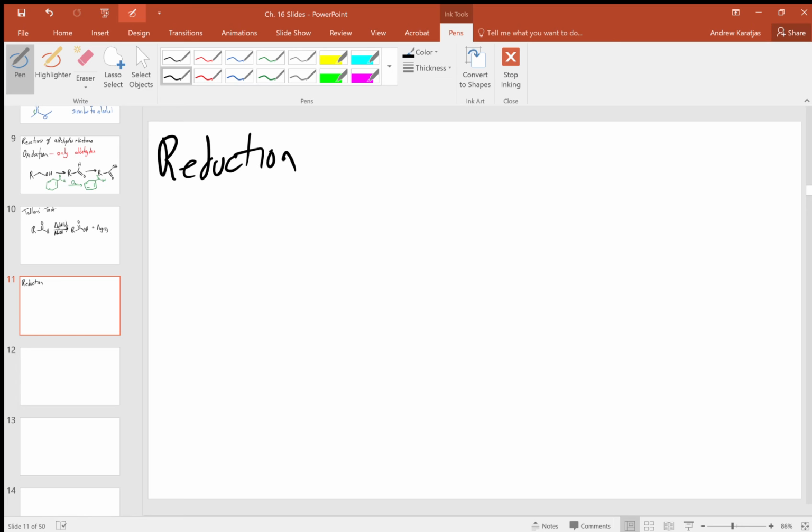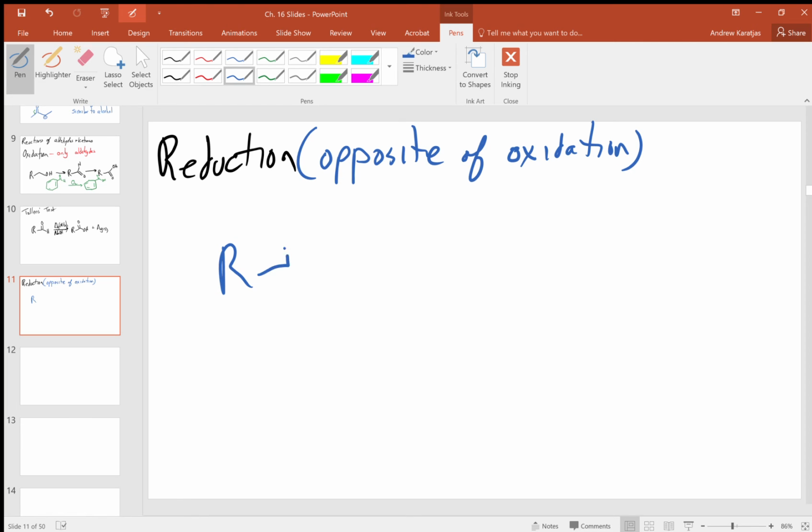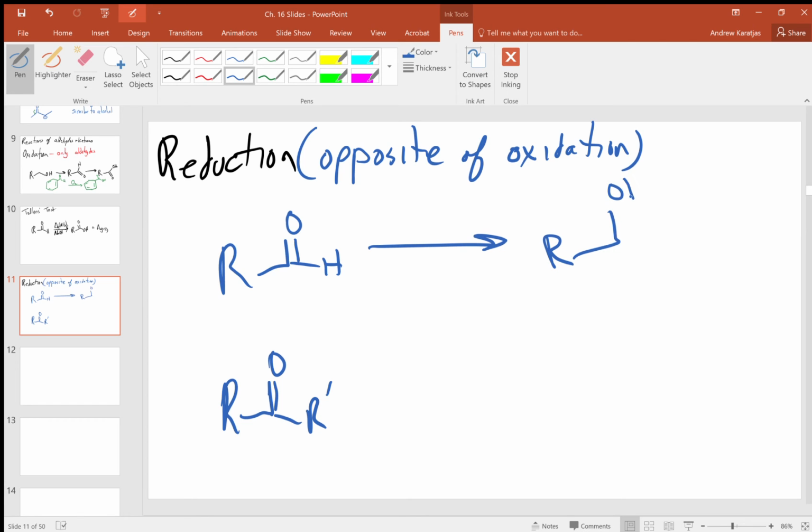Our next reaction is reduction. And if you recall previously, we learned about the oxidation of alcohols to form carbonyls. So this is the opposite of oxidation. If you reduce an aldehyde or a ketone, we're going the other direction. We get the alcohol back as the product.